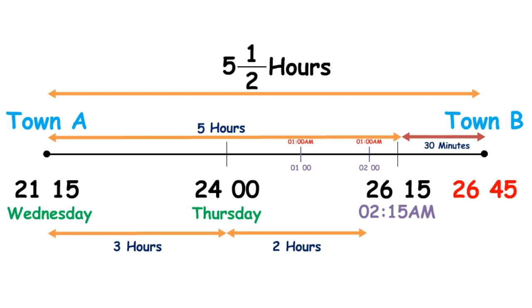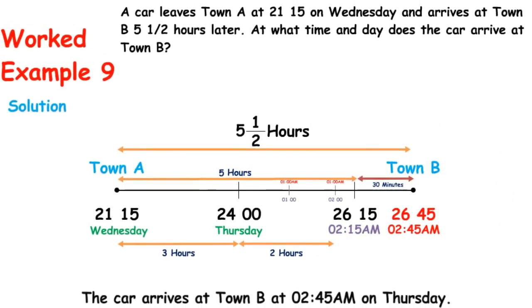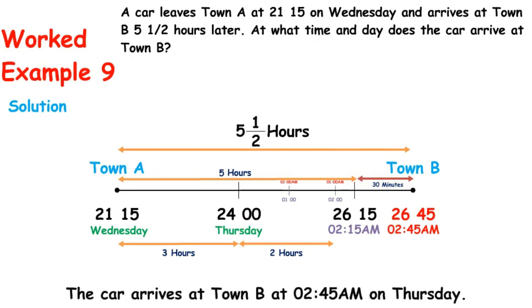Half an hour, or 30 minutes more, would be 2645, or 2:45 a.m. The car arrives at town B at 2:45 a.m. on Thursday.